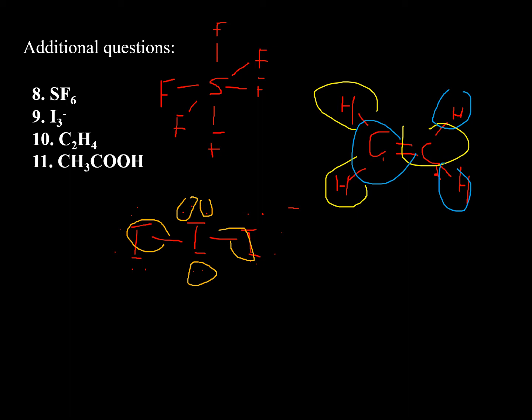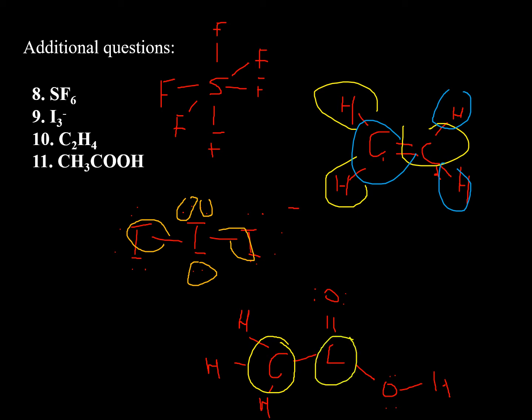Let's look at the last one, which is acetic acid. I'll draw the Lewis structure. H, H, H, and carbon, double bond, O. So if we look at each central atom, the carbon on the left has 4 groups attached to it and no lone pairs, so that's tetrahedral. The central carbon has 3 groups attached and no lone pairs, so that is trigonal planar. And the oxygen on the right is also a central atom. It has 2 bonding groups and 2 lone pairs, so we call this a bent shape.